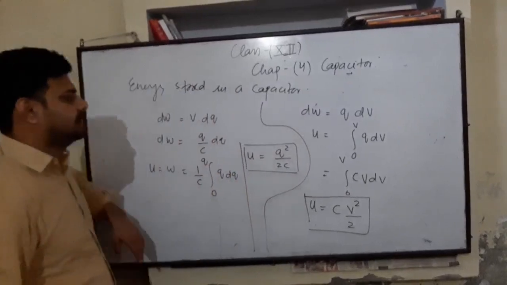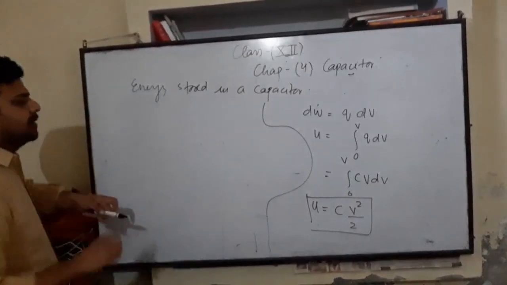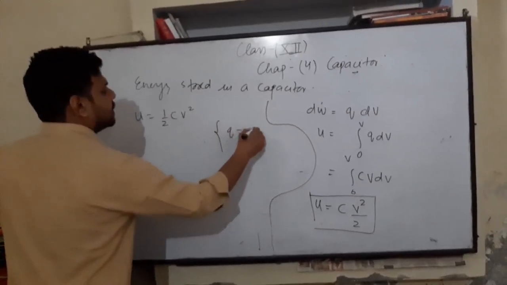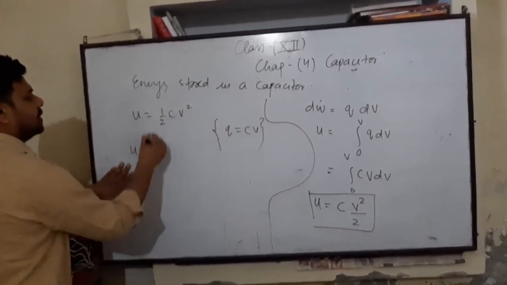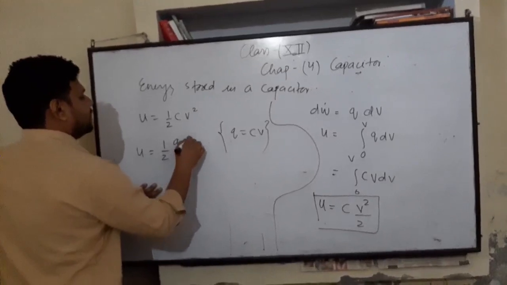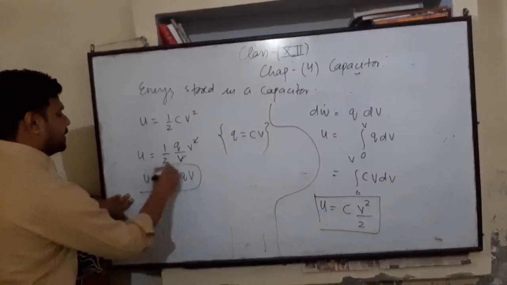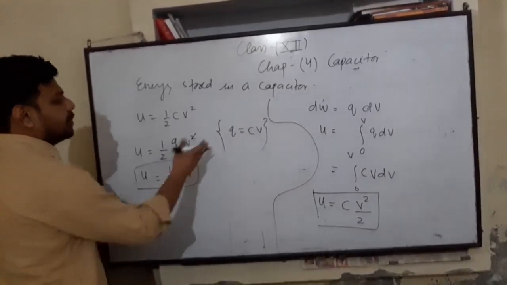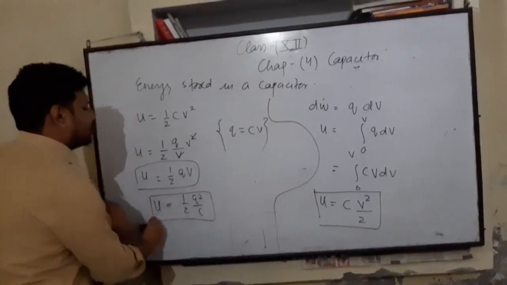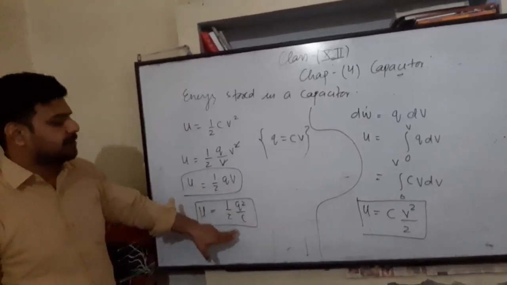So these are the two methods for calculating the energy stored in a charged capacitor. Now we have a formula U is equal to half CV square. We know Q is equal to CV. Then put the value of C, which is Q over V: half Q over V times V square, that is half QV. And put the value of V, Q over C, then half Q square over C. So these are the three formulas in different terms. This is in C and V, this is in Q and V, and this is in Q and C.